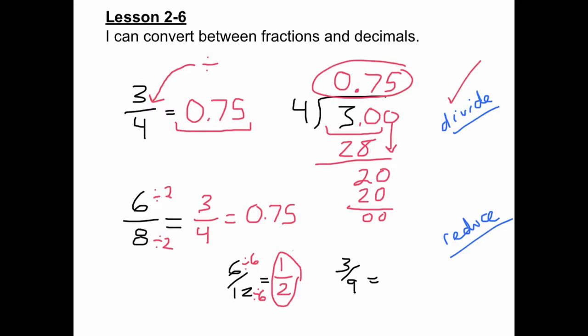And the same with 3/9. 3/9 can be reduced. If I divide the numerator and denominator by a common factor of 3, 3 divided by 3 is 1, and 9 divided by 3 is 3. It's 1/3. In case you didn't know, 1/3 is 0.33, and it's a repeating decimal. So that leaves us with that last strategy: to reduce and find equal fractions that we might know.